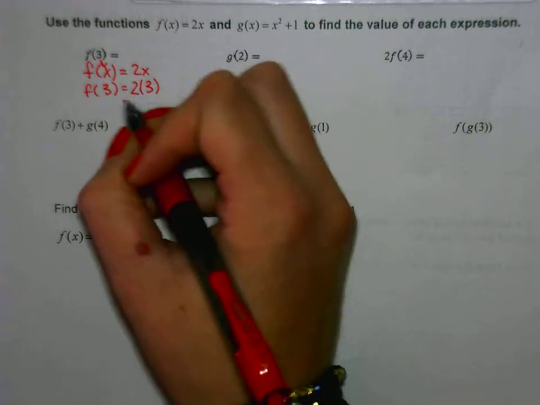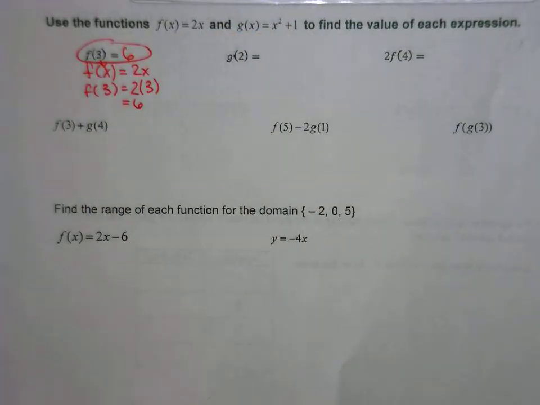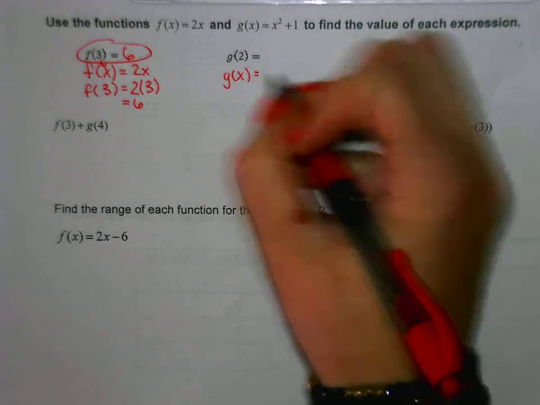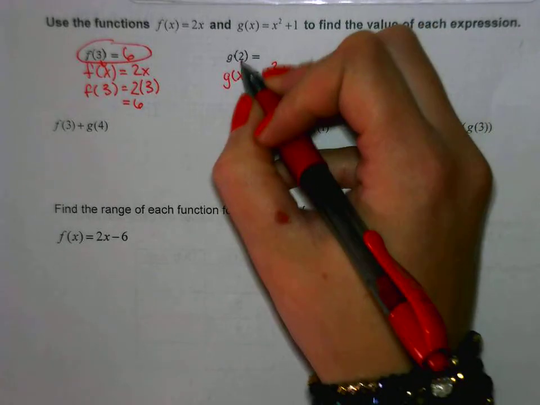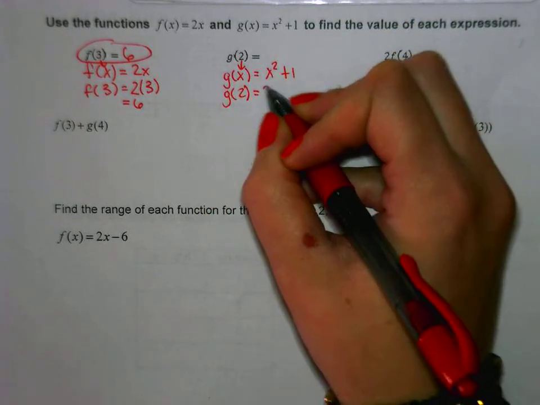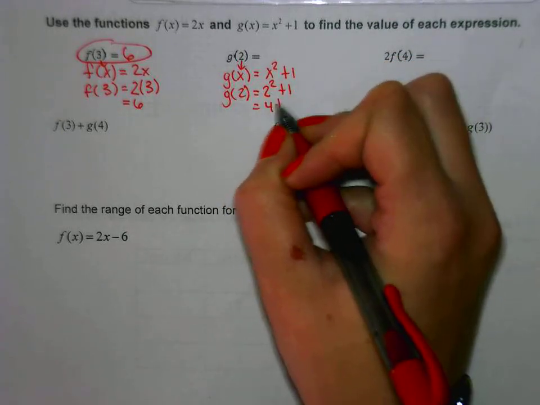So now if we want to use g of 2, that means we're using the function g of x equals x squared plus 1. But we're replacing our x with 2. So g of 2 equals 2 squared plus 1. 2 squared is 4, and 4 plus 1 equals 5. So g of 2 equals 5.